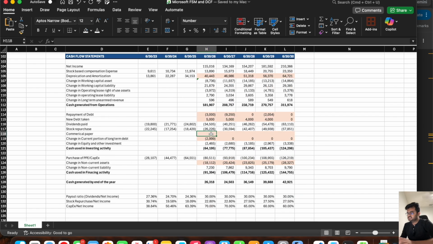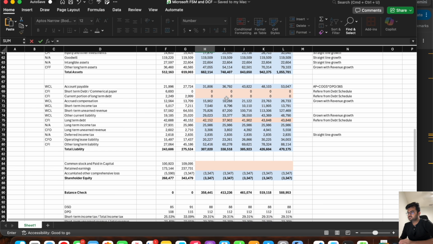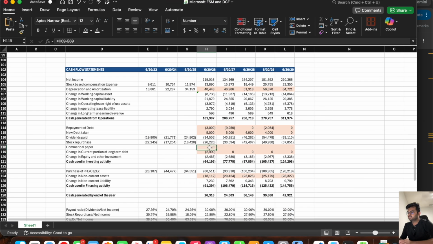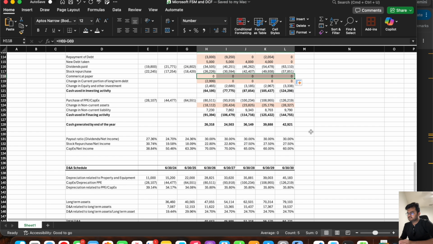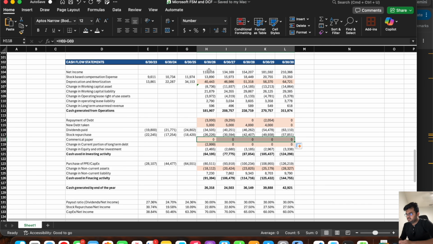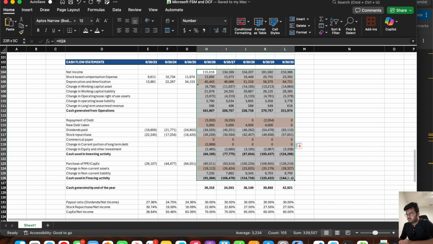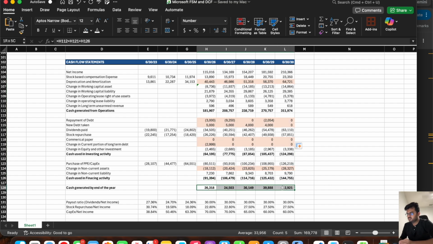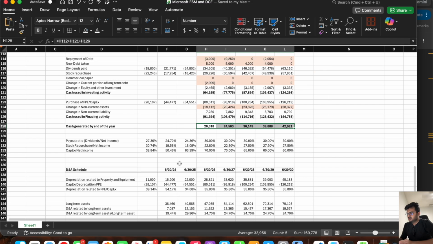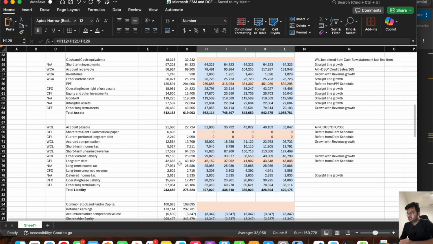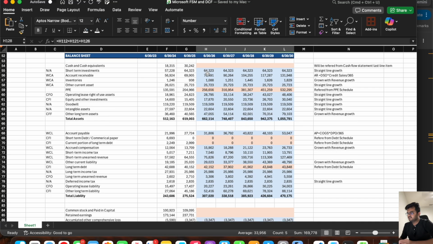Then I will just link it here, which is just a difference between these two. Even though by end of it it's going to be 0, I will put it there. Let us see. Okay, I think pretty much we have done all the cash flow statement, and we got how much cash the company has generated for each and every year. Now let's see what is empty here in the balance sheet.